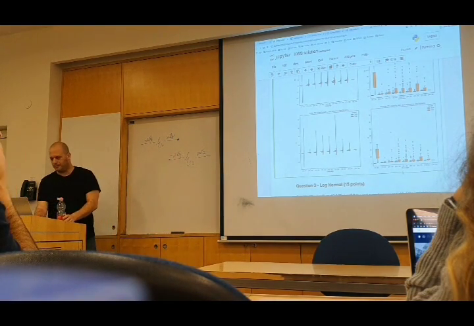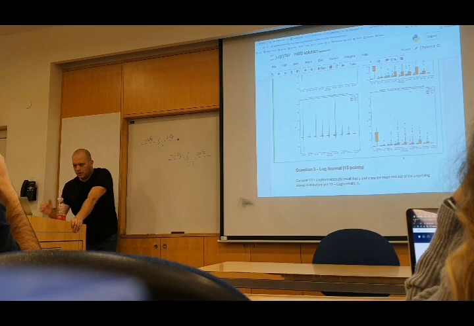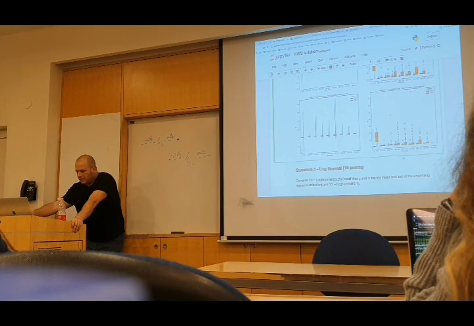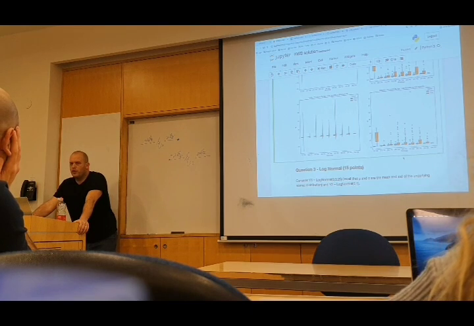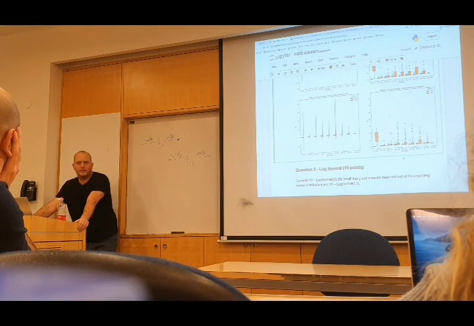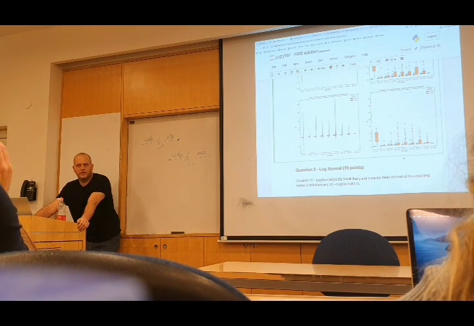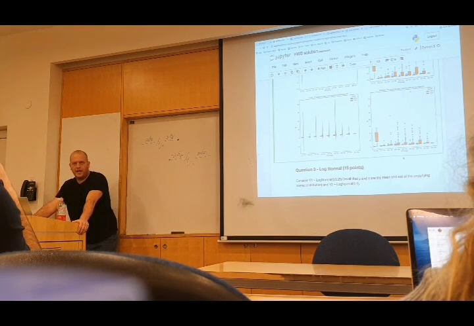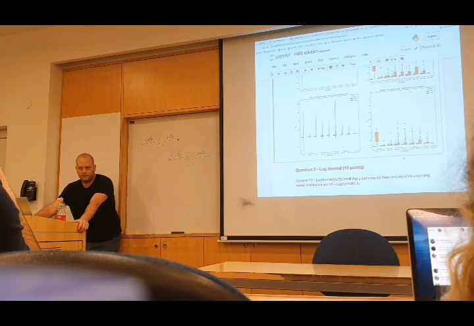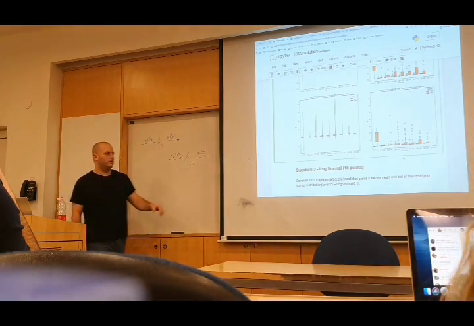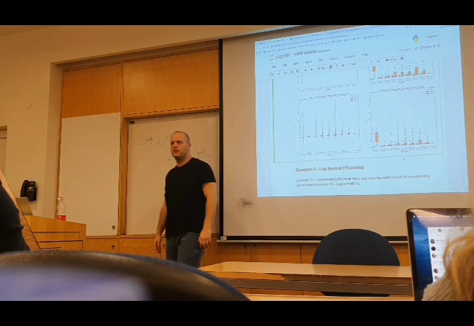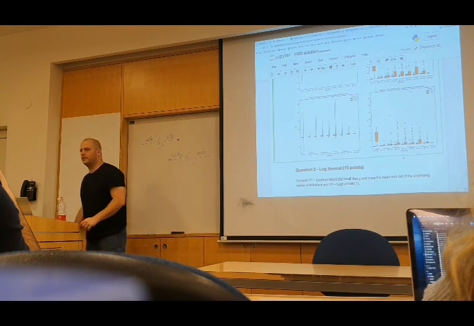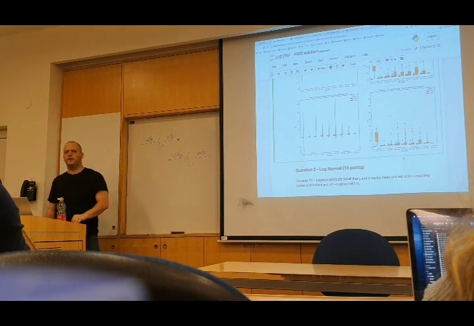Okay, log normal. So we have two distributions of log normal. You need to remember that for log normal, the parameters of the distribution are the parameters of the underlying normal distribution. Okay, this 0 and 0.25 are the mean and the standard deviation of the underlying normal distribution.